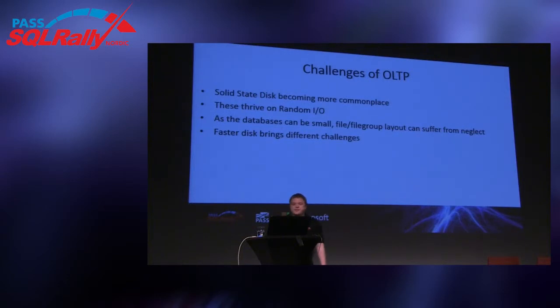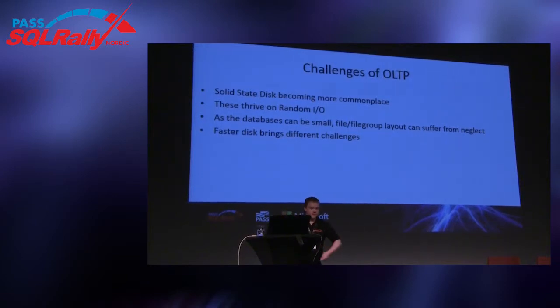But as the databases can be small, file and file group layout can suffer from neglect. So, an example: I had a 2 gigabyte database. It all lived in memory. So they were like, well, what's the point? It's in memory, it can't go any faster. Yet, when we made some changes, we got an extra 50,000 transactions per second. So we'll have a look at how in a second.